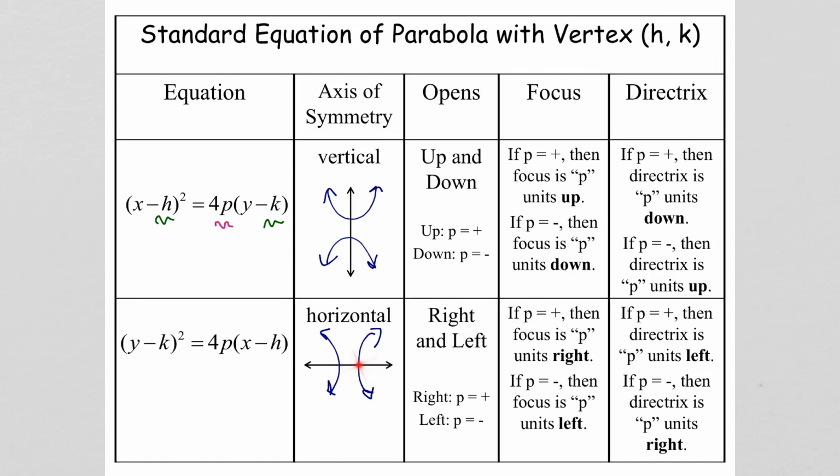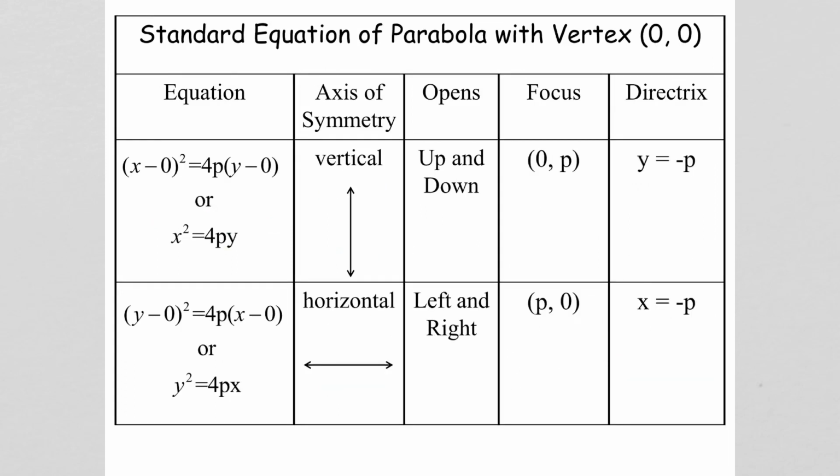And so if it opens left or right, you're going to start with y minus k squared, that binomial squared, equals 4 times p. And remember, if the parabola is opening to the right, p is going to be positive here. If the parabola is opening to the left, then p will be negative here, and then that will be multiplied times x minus h. And again, plotting the focus and the directrix, the hints are here, but we're going to go over it in the examples that I do.